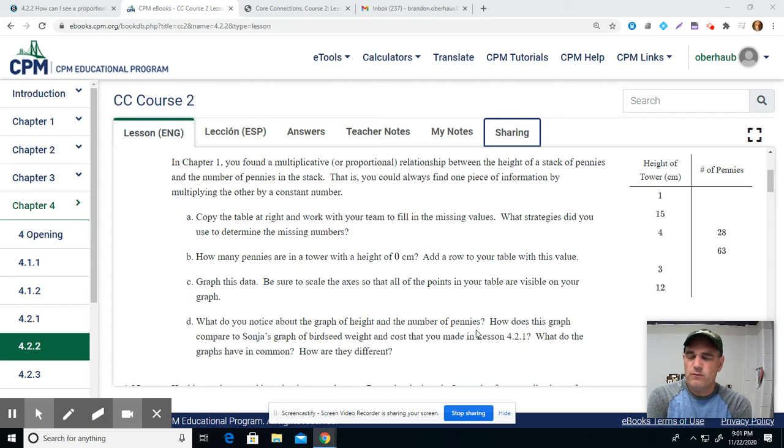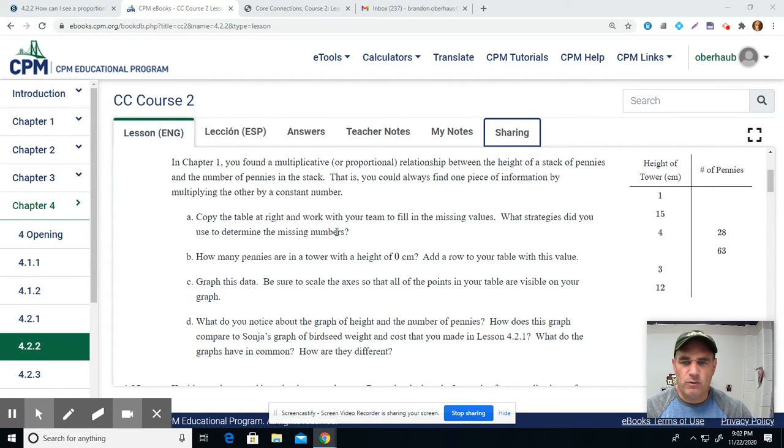All right, so this is question 4-34. It says in chapter 1, you found a multiplicative or proportional relationship between the height of a stack of pennies and the number of pennies in the stack. So this is where we had the pennies and the rulers. Hopefully you remember that. That is, you could always find one piece of information by multiplying the other by the constant number. So copy the table to the right with your team to fill in the missing values.